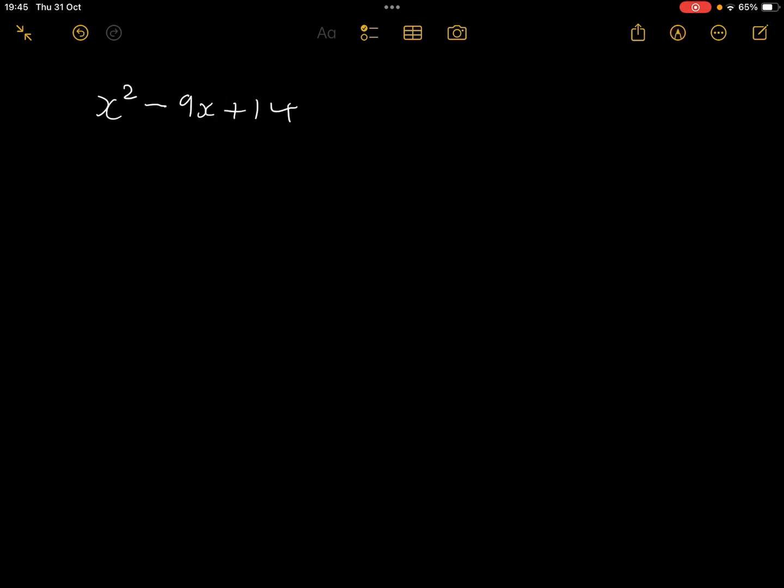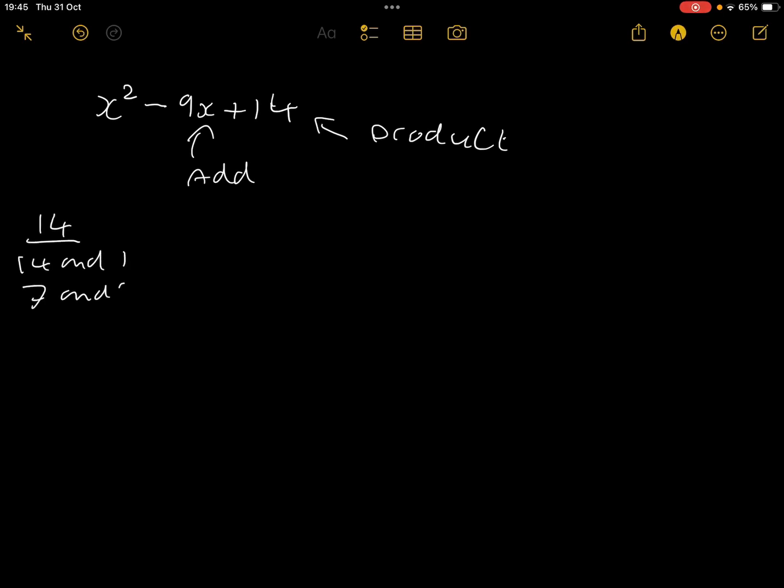So once again we need two numbers whose product is 14 and which add to give minus 9. So let's list our factors of 14. So 14 and 1, 7 and 2. Obviously there, 14 and 1 equals 15, and 7 add 2 equals 9. But wait, we've only actually produced our positive values. Remember that you can also have negatives that produce 14. So you can have minus 14 and minus 1, and you can have minus 7 and minus 2.